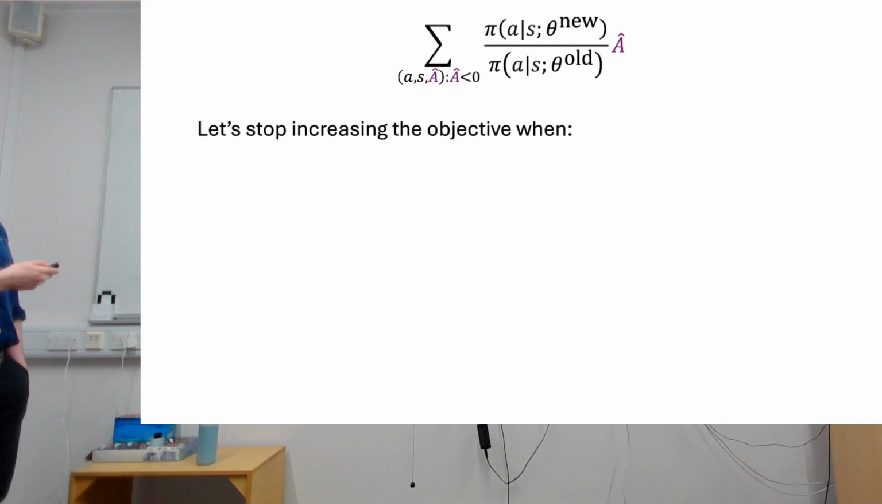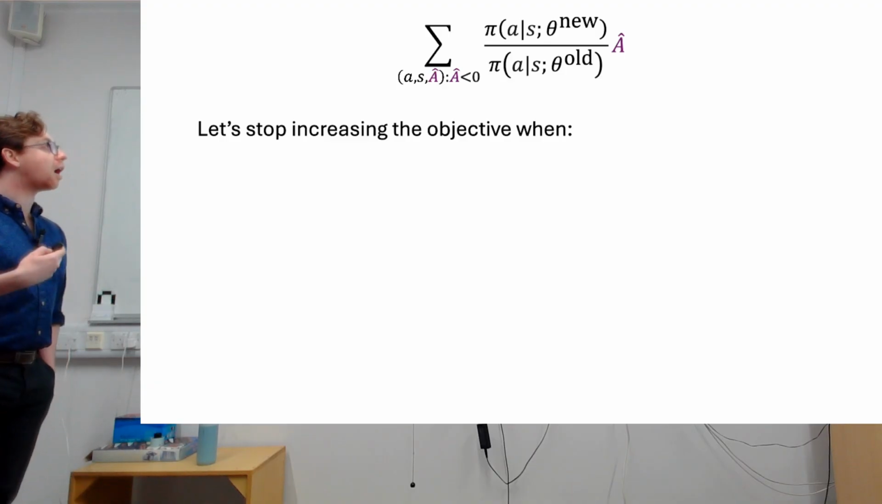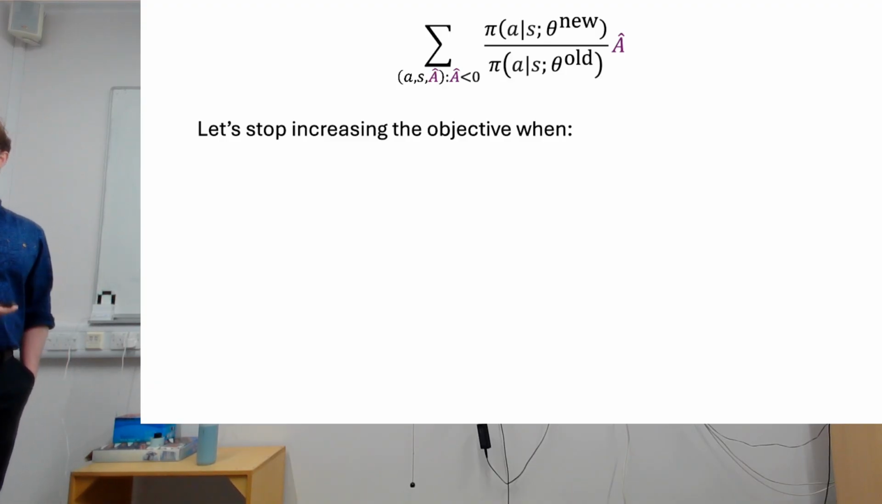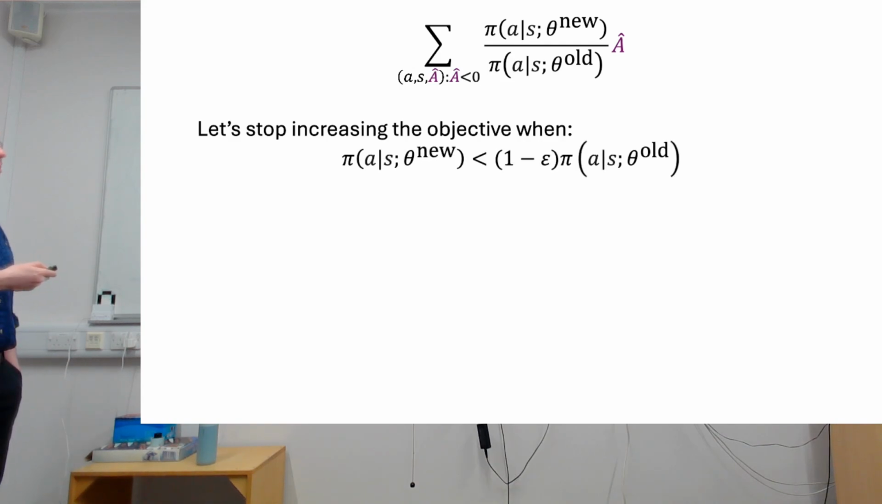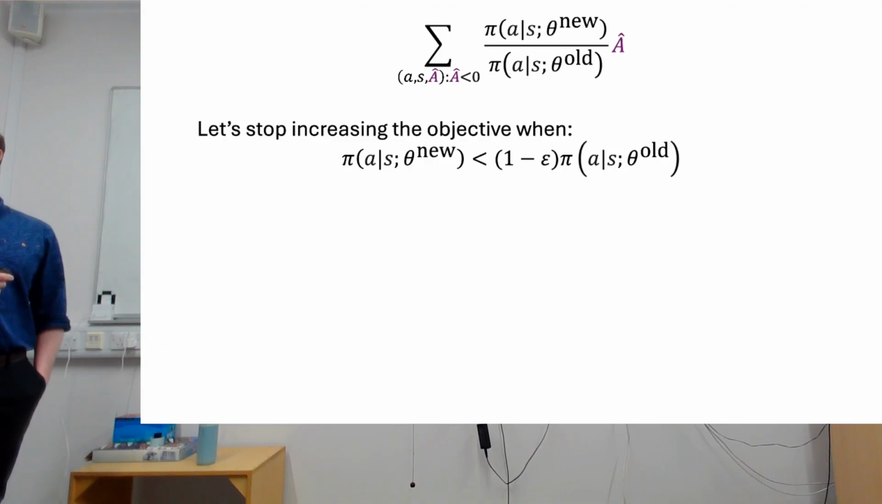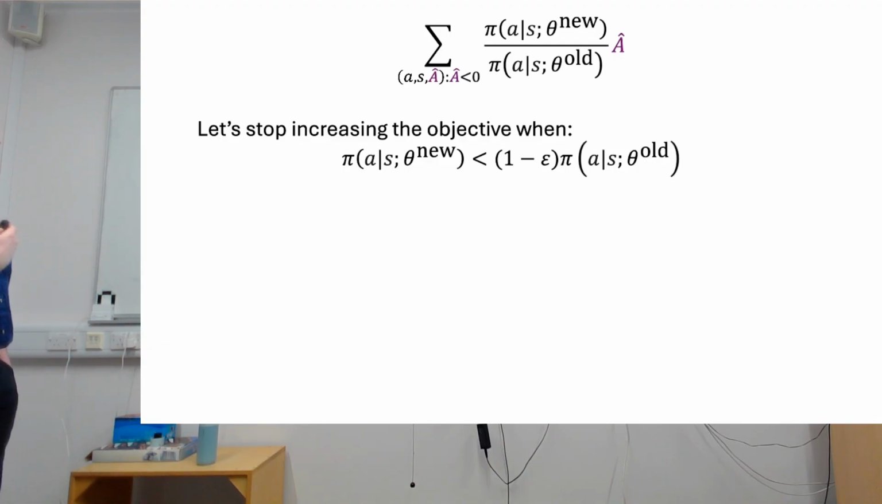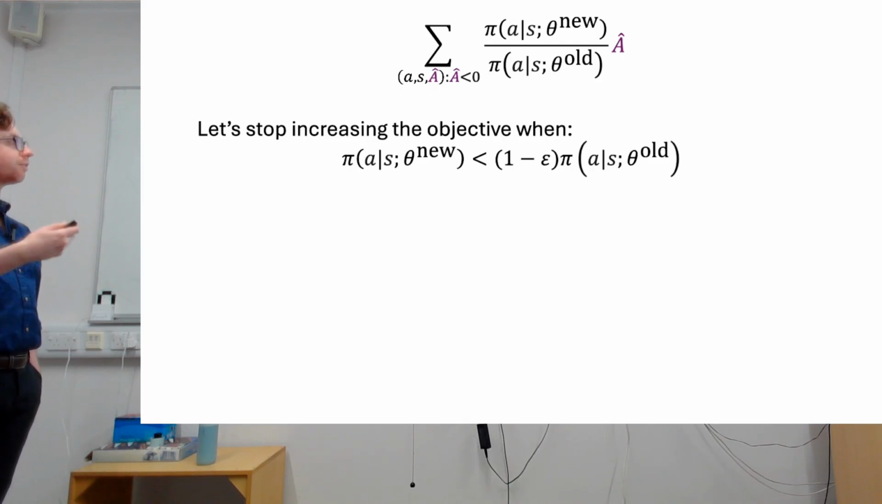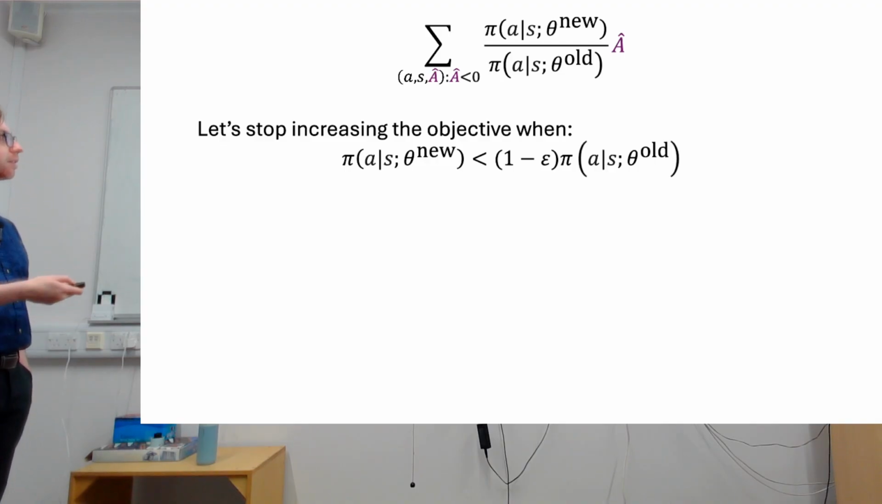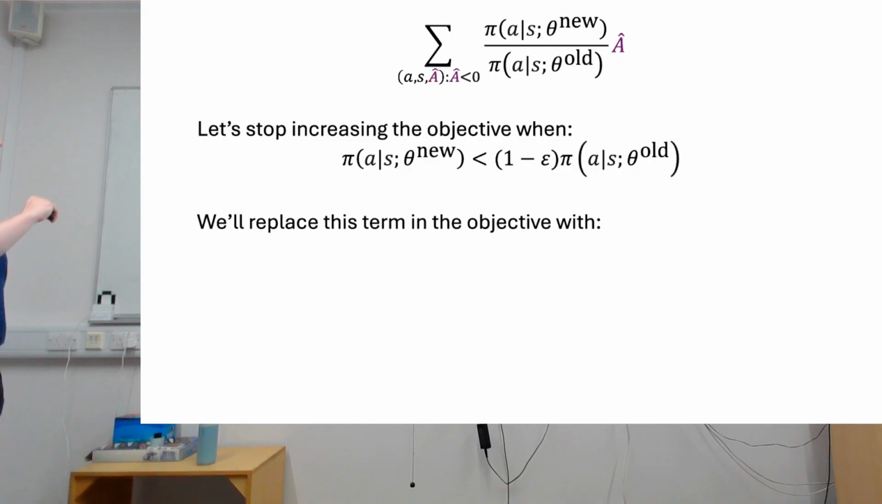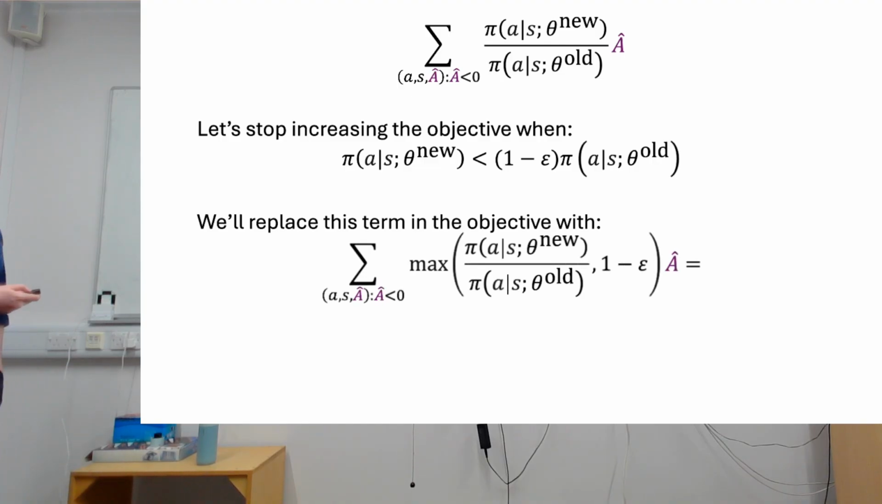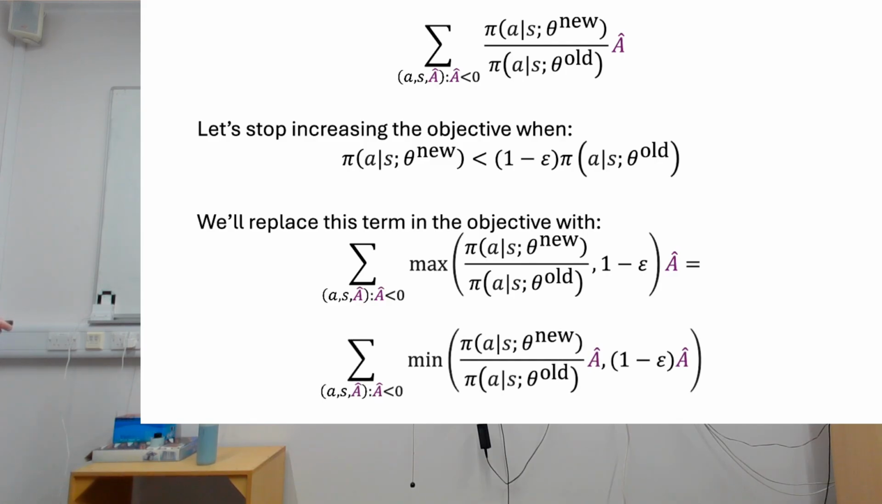Okay, now let's look at the negative terms. So these are the terms where the advantage is negative. And now we want to stop the probability getting too low. So what we're going to do is stop increasing the objective when the new probability is smaller than 1 minus epsilon times the probability under the old policy, right? So again, we're going to clip and stop the surrogate advantage going any more positive when we decrease the probability by this amount. So we'll replace the term in the objective with this thing here. So now it's the max of these probabilities and 1 minus epsilon, right? Because I care about when it's smaller. Right? Okay. The advantage is negative, so I'm going to move it inside. When I move it inside, I have to replace this max with a min. So I have this beast here, right?